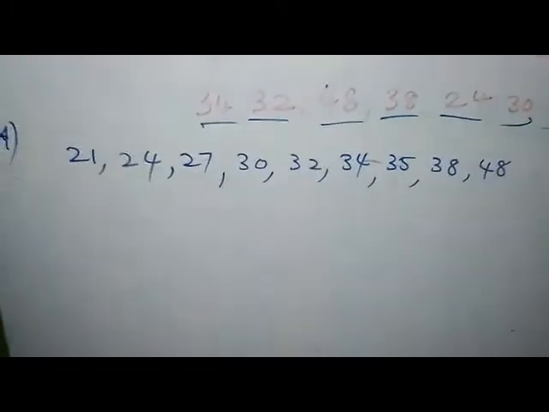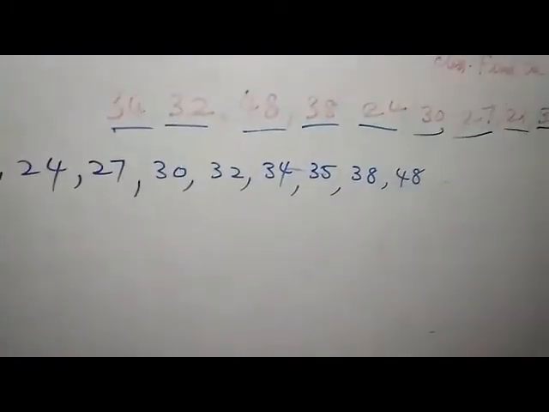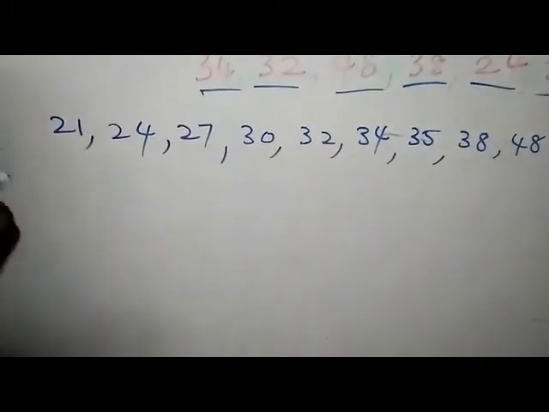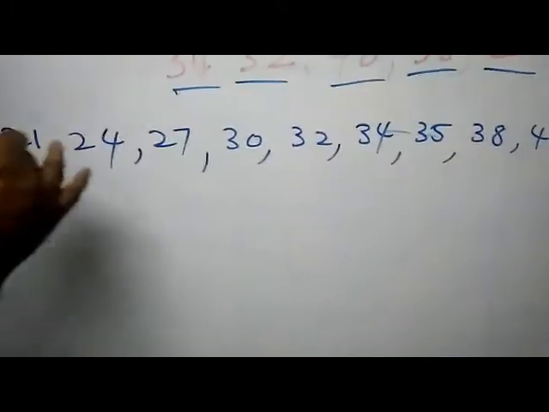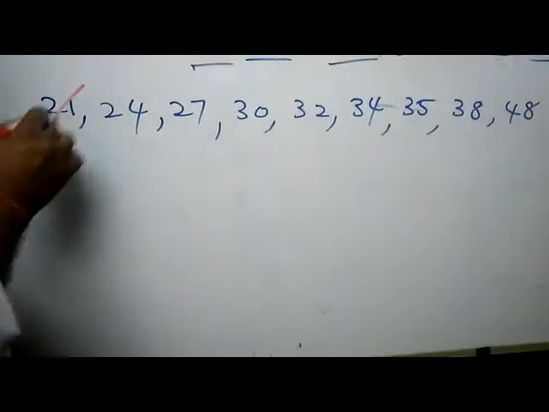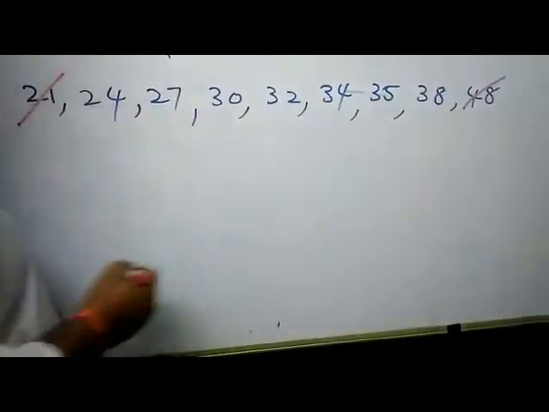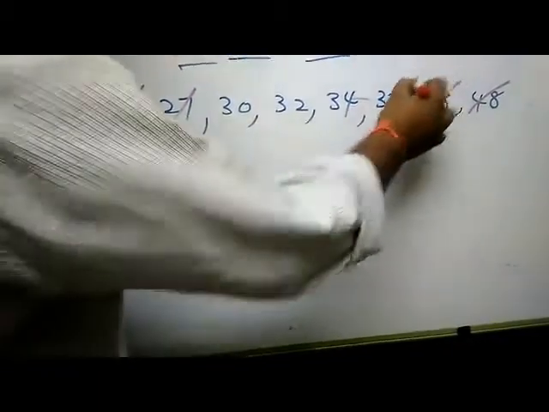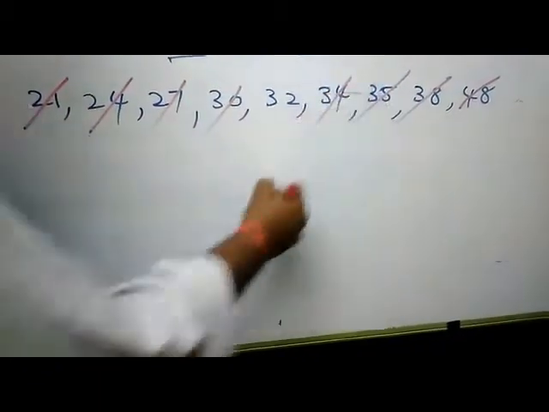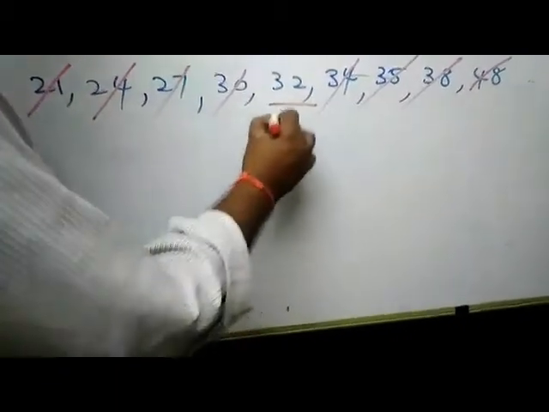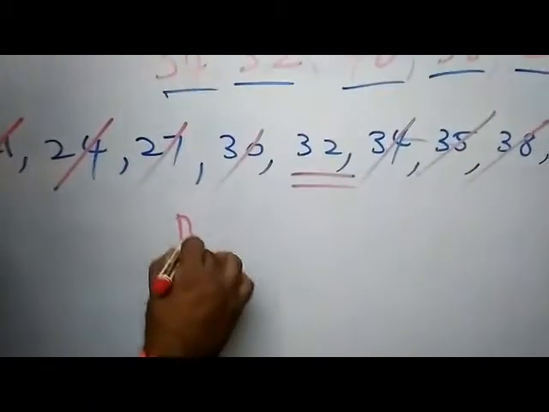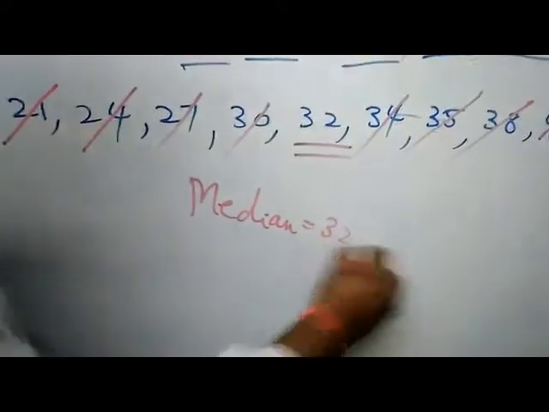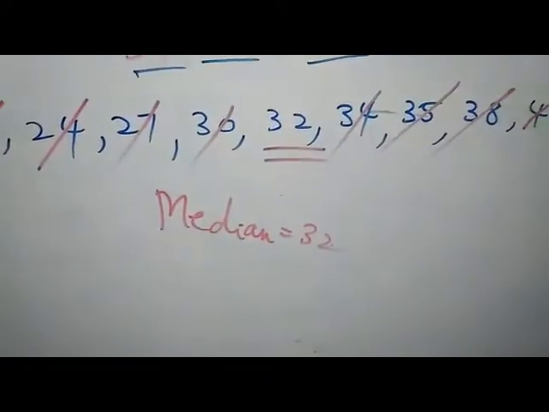Already we know one method, and we are using this method. This is very easy. After arranging in ascending order, you can see the first one and the last one, and this one and this one, this one and this one, this one and this one. The leftover is 32. Therefore, median is equal to 32.